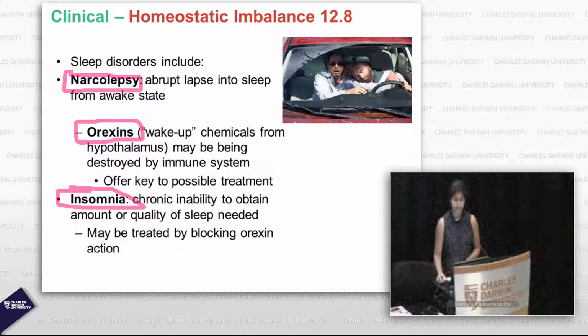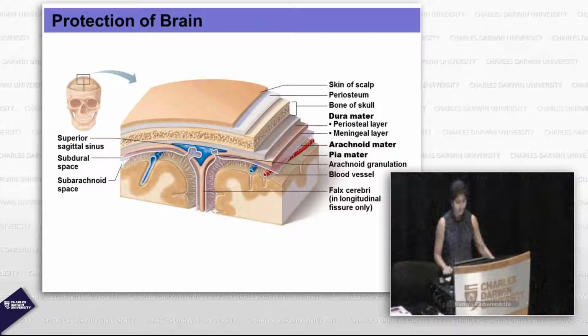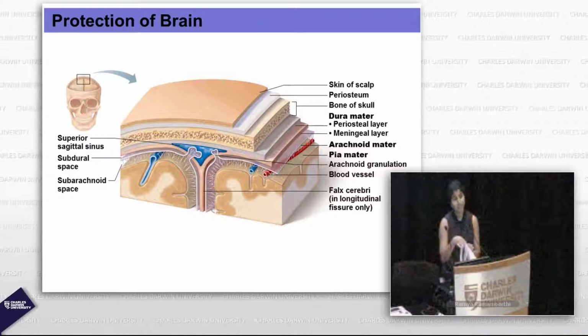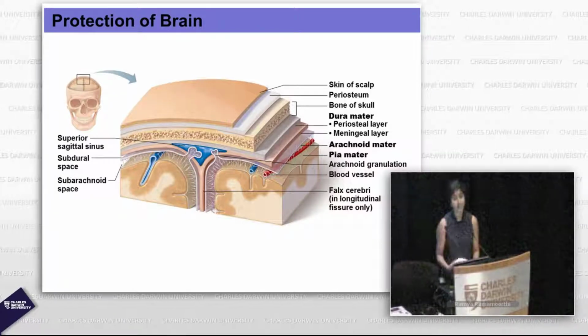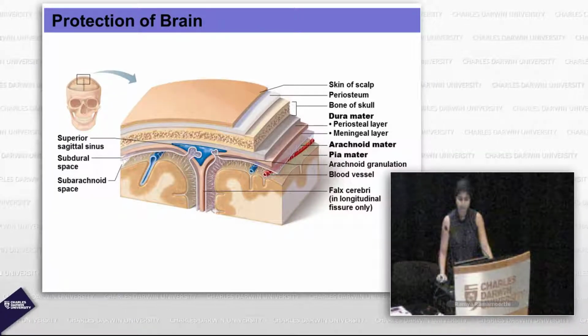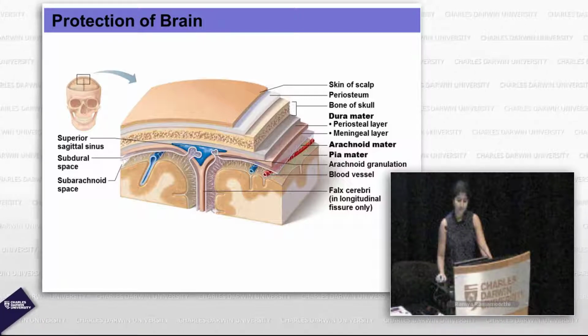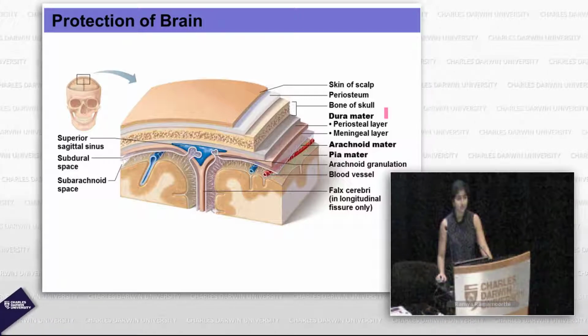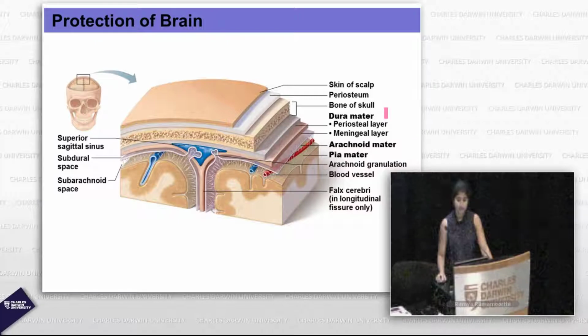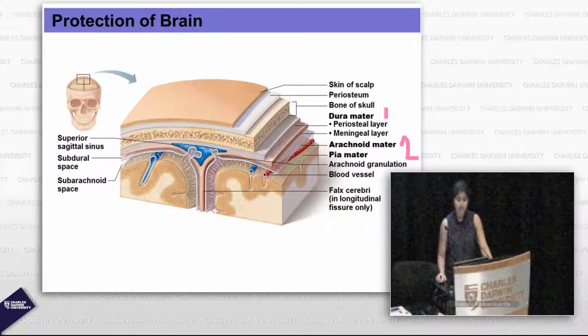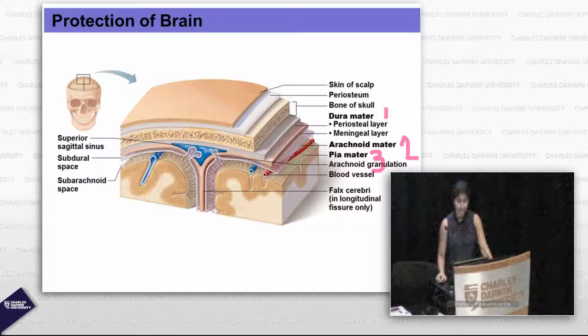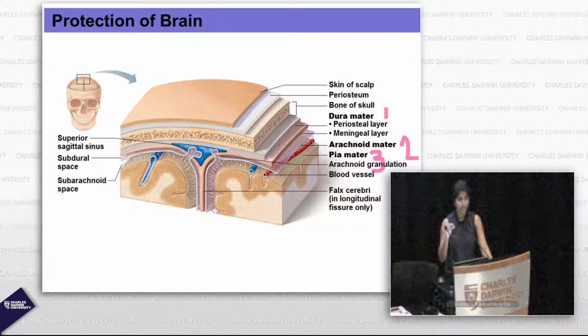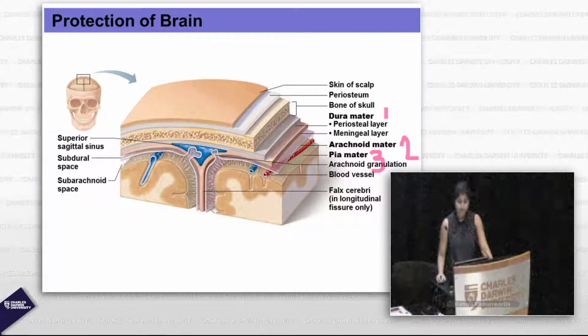Okay, so we'll move on to talk about the different protection layers of the brain. There are three important ones: dura mater, which is the outermost layer, then arachnoid mater, the middle layer, and the third one is the pia mater. Dura mater again has two layers within it: the periosteal layer and the meningeal layer.